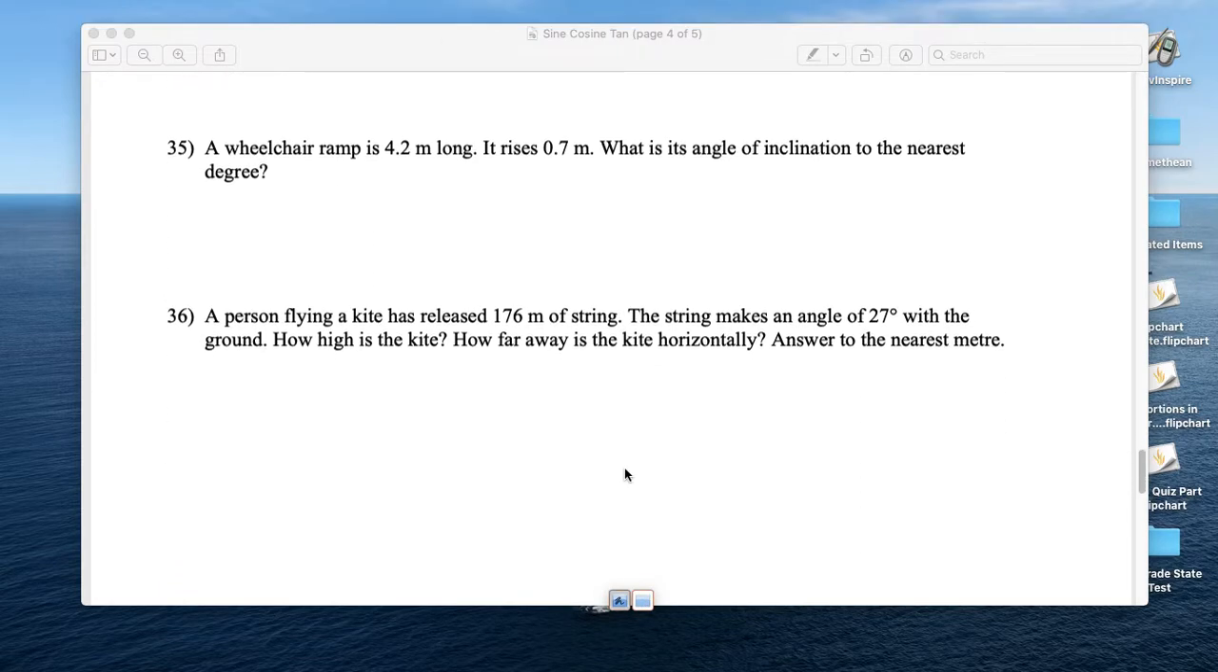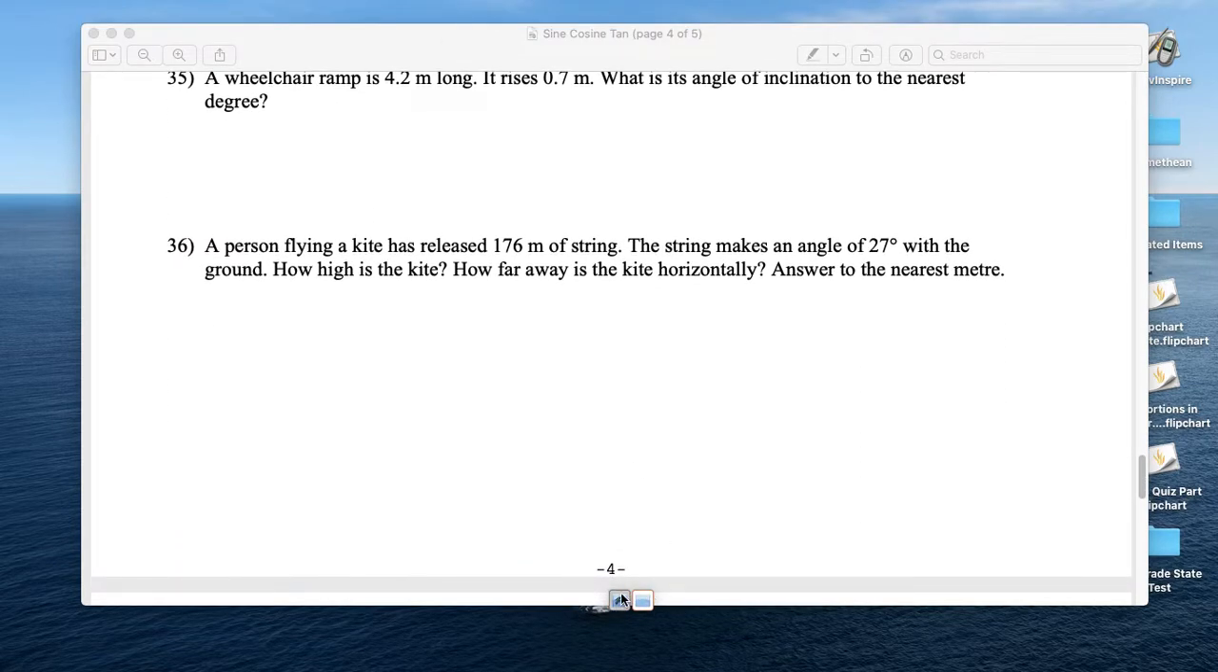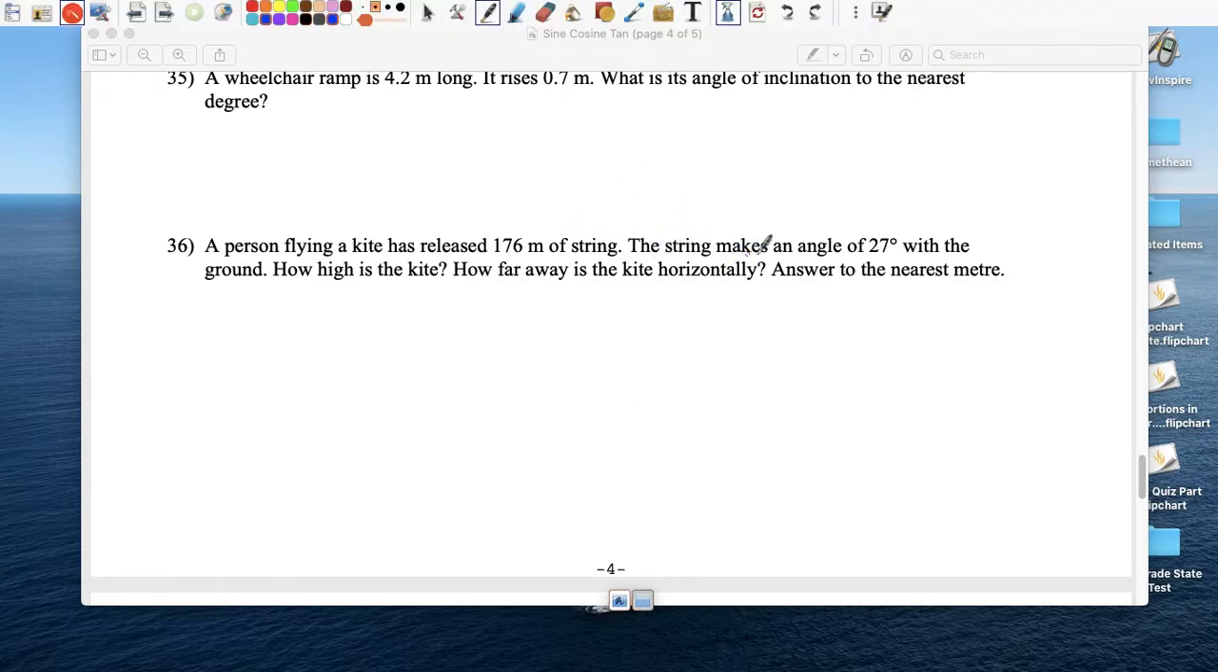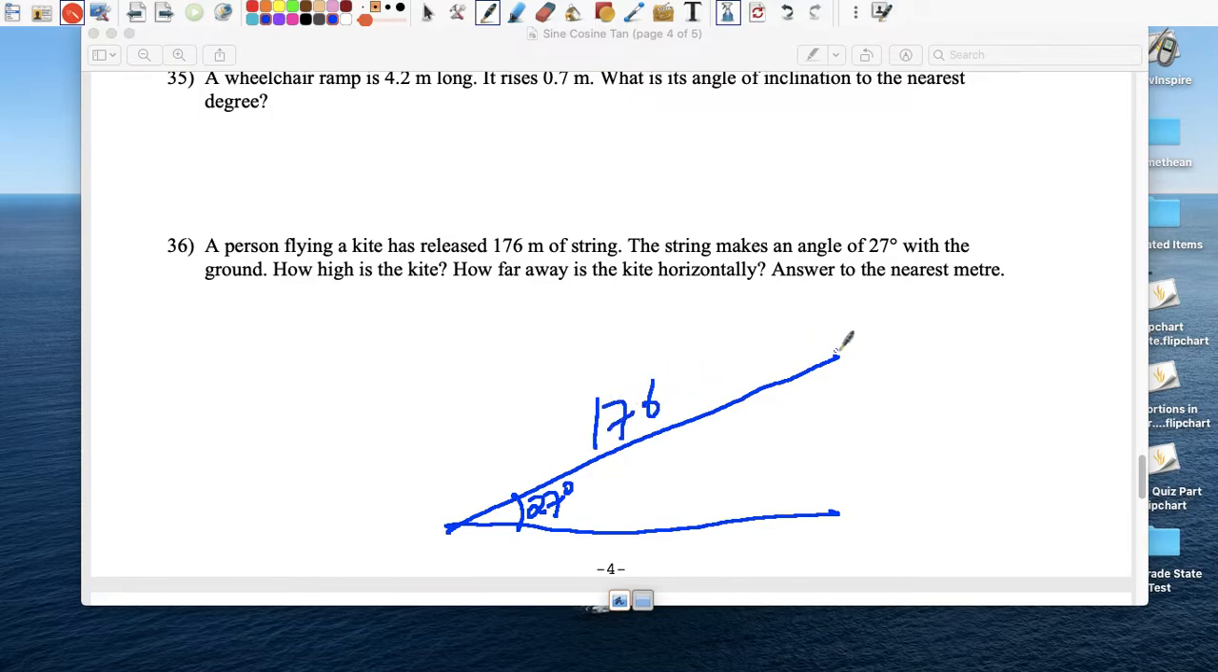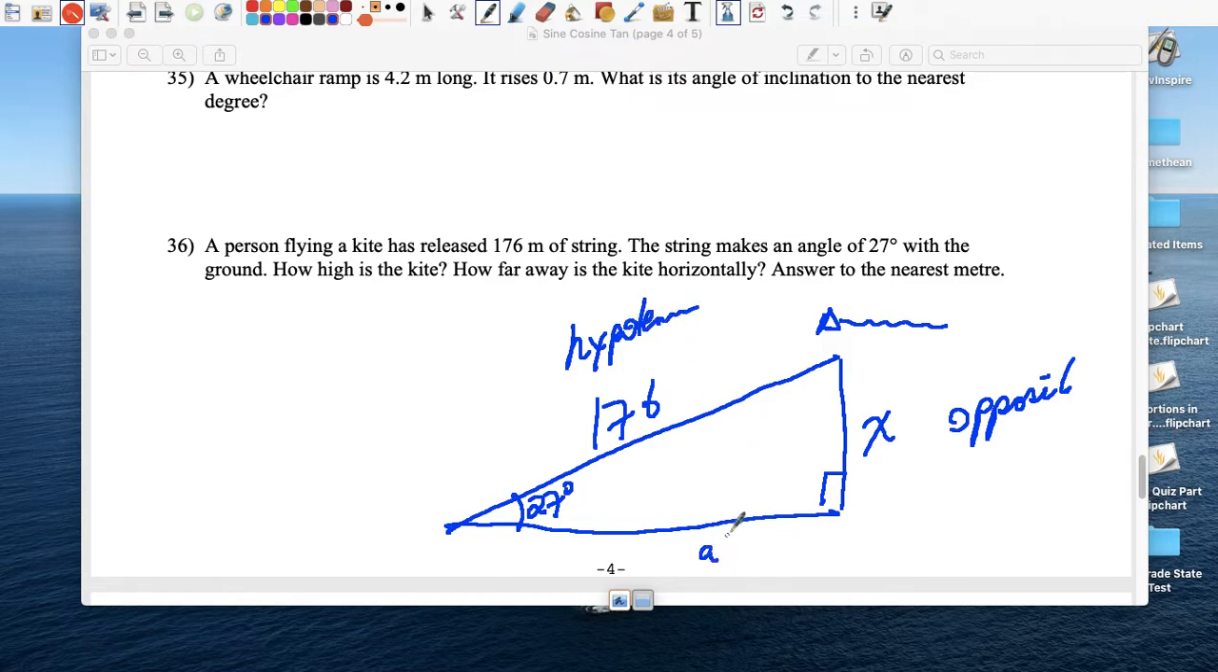36. A person flying a kite has released 176 meters of string. The string makes an angle of 27 degrees with the ground. So here's the ground, here is the string, and this is 27 degrees. The string is 176 meters. Here's your kite. How far is the kite horizontally? And this is what we're looking for, x. So this is the opposite, which means this is the hypotenuse, which makes this your adjacent.